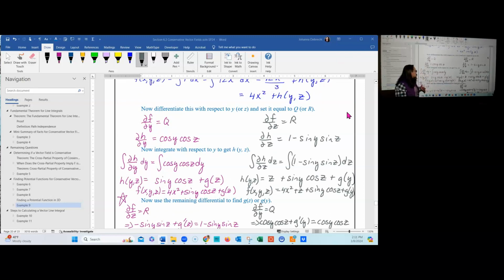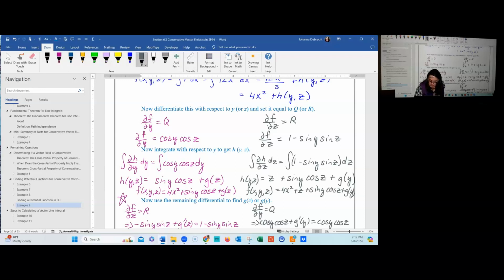Let's do the one in pink first, integrating with respect to x first, and then using the partial with respect to y equal to q second. If I write this, then this tells me that the partial of h with respect to y, or the partial of f with respect to y, since it equals q, is going to give me cosine y cosine z. And it looks like I've got a typo here as well. Sorry about that. I'm typo heavy today.